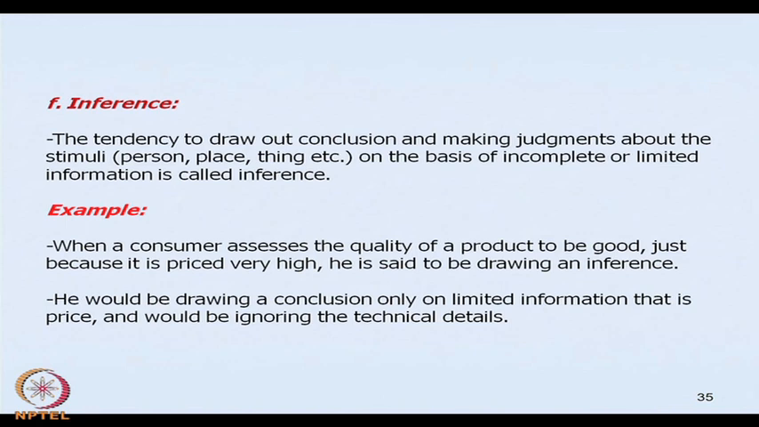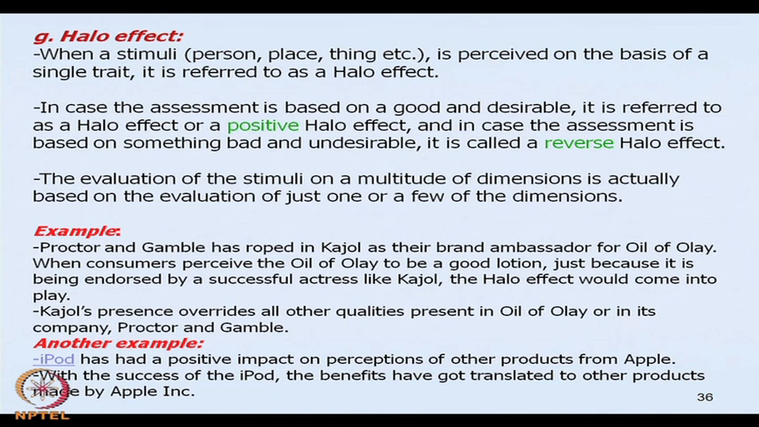So, when a person assesses the quality of a product to be good just because it is priced very high, he's actually drawing an inference. Halo effect: when a product or a person or a stimulus is perceived on the basis of a single trait, we call it the halo effect. In case the assessment is based on something good and desirable, it is called a positive halo effect. In case it is based on something bad and undesirable, it is called a reverse halo effect.